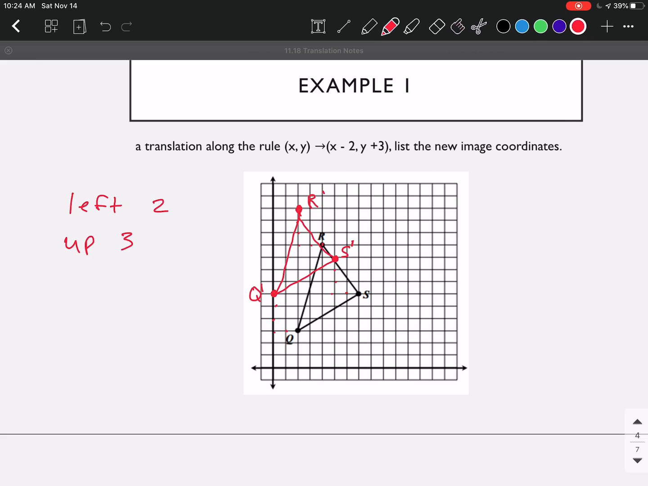And so now we're just left with the coordinates. We'll have R prime at (2, 13). We'll have Q prime at (0, 6). And then S prime at (5, 9).